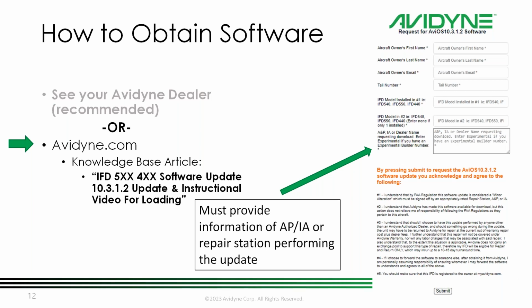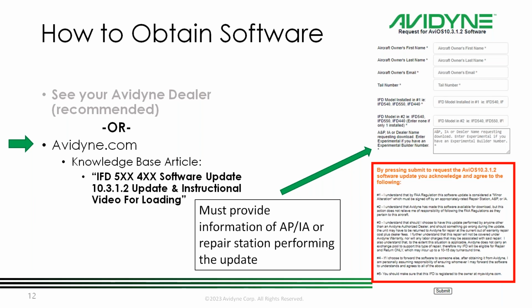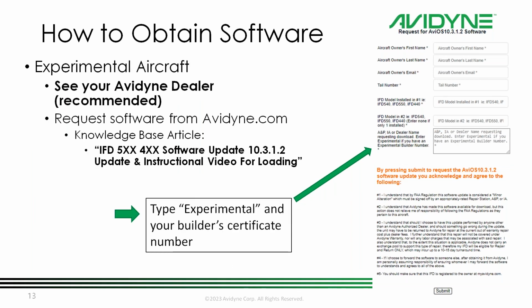So make sure that you fill this out entirely. You've got to give your A&P IA information for the repair station that's performing the update. And we just really do that for tracking in case we have to get some information out there. We know who to contact, you and the shop as well. And then, of course, at the bottom here, there is going to be some terms. If you are not going to be doing this update, add an Avidyne dealer. It's really, really important that you read this and understand this before you hit submit. And then we will go ahead and send that to you.